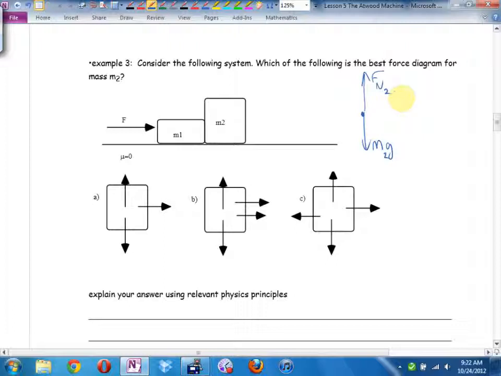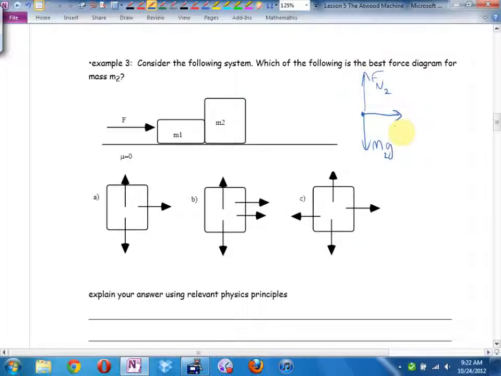What else? Now, see this force right here? What mass is the applied force touching? Mass 1, mass 2, or both? Mass 1 only. Which means that applied force is not what's pushing mass 2. Okay. Which way is mass 2 going to accelerate? So there does have to be a force this way.